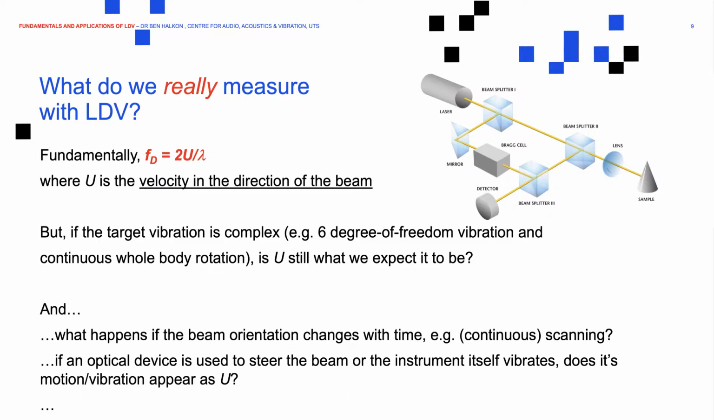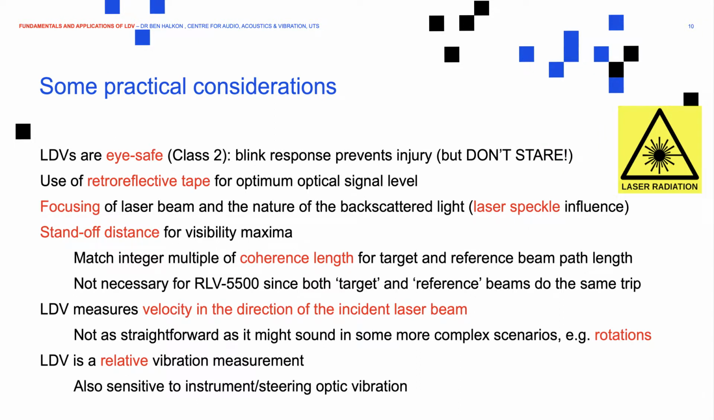Typically we tripod mount this thing, but in increasingly interesting applications we want to put them on vehicles, maybe autonomous vehicles, and make measurements of other systems that are of interest to us. There are some practical considerations that we need to be aware of. LDVs are eye safe, they're class 2 laser systems. The blink response will prevent us from injuring ourselves, but don't stare directly down the laser beam.